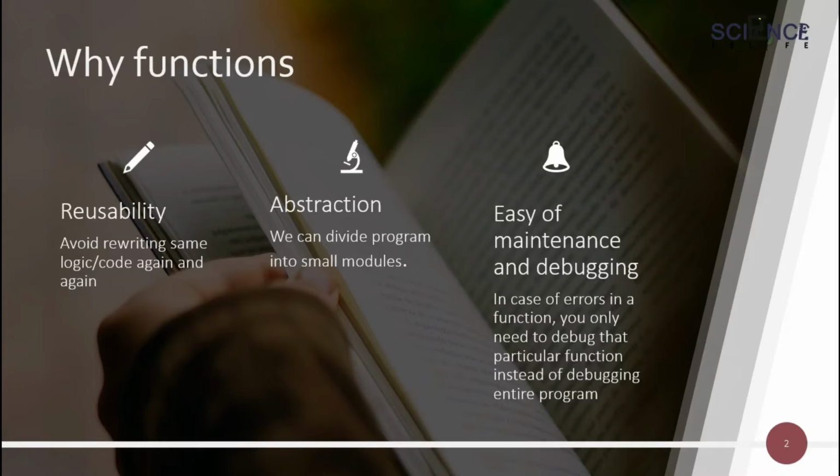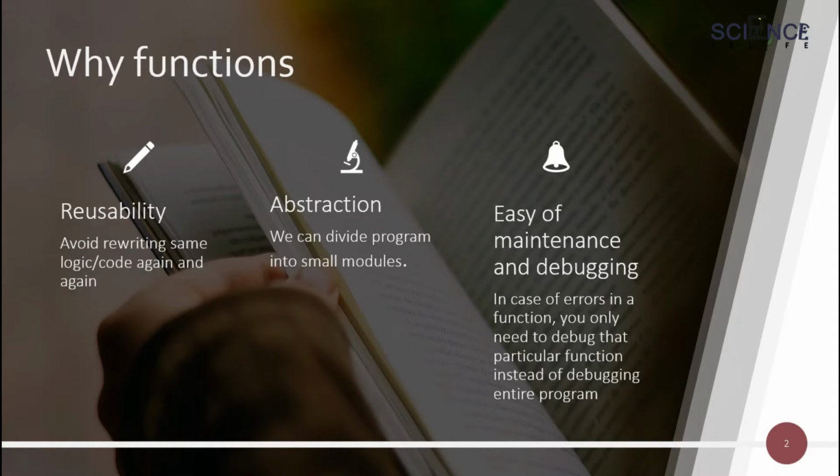When we use functions, it avoids rewriting the same logic or code again and again, right? That means we can use a particular function again and again. So we can write separate operations within a function, and we can use this function again and again. That is why it is mentioned here as reusability. Then we can divide our program into small modules, right? According to the functionalities or according to the operations, we can divide our program into small modules.